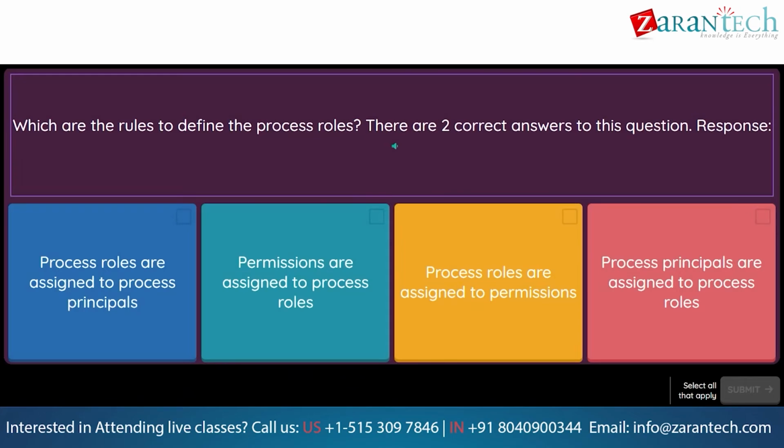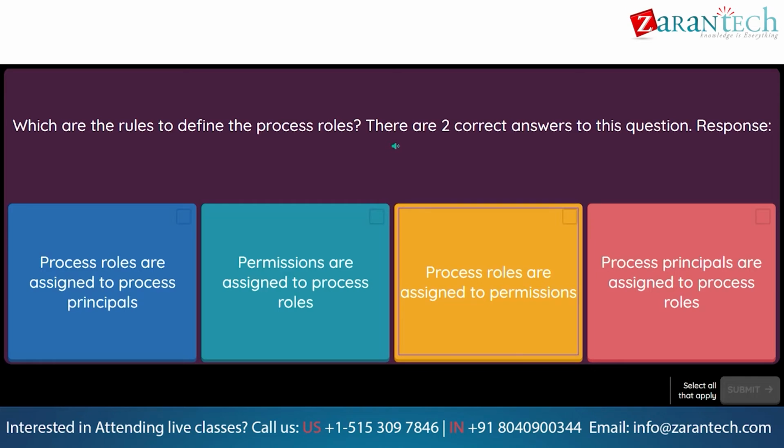Question: which are the rules to define the process roles? There are 2 correct answers to this question. Response: Option 1, process roles are assigned to process principals. Option 2, permissions are assigned to process roles. Option 3, process roles are assigned to permissions. Option 4, process principals are assigned to process roles.